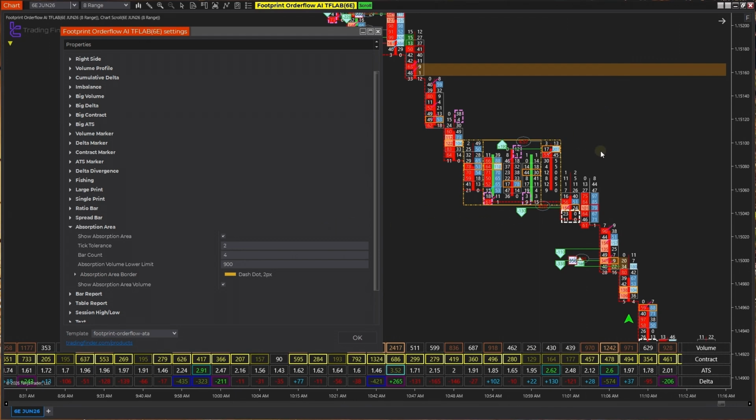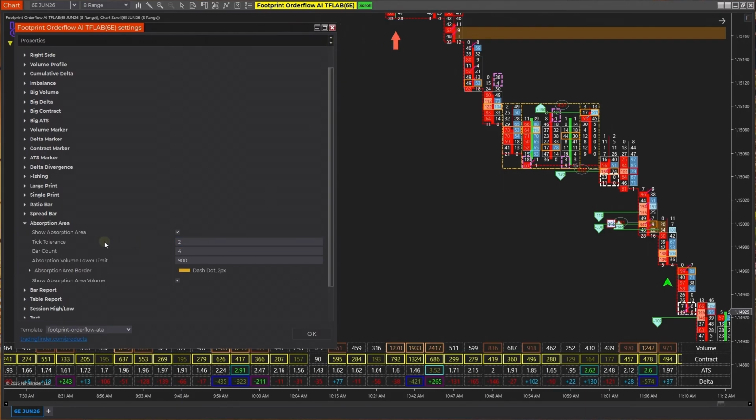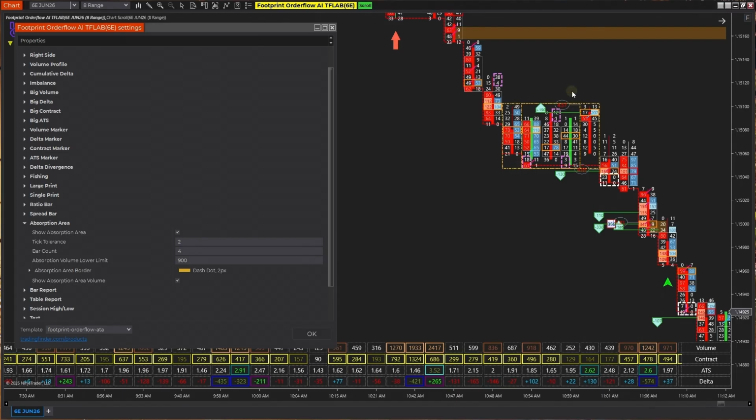Now, how do these absorptions actually happen? See, in absorption, we have tick tolerance and we have bar count. Tick tolerance is the distance that each candle can move up or down relative to its previous candle. Bar count is the number of candles that are actually examined in that absorption area. And the absorption volume lower limit is the minimum volume that at least one of those candles in that absorption must have.